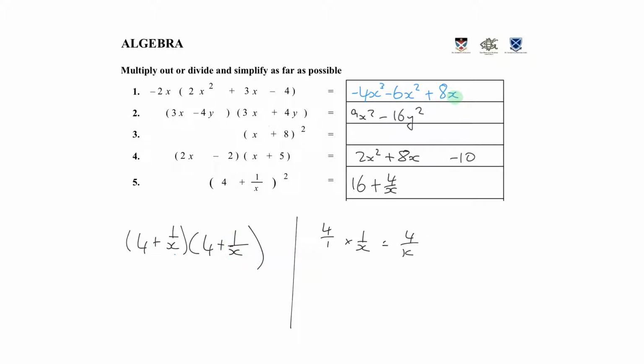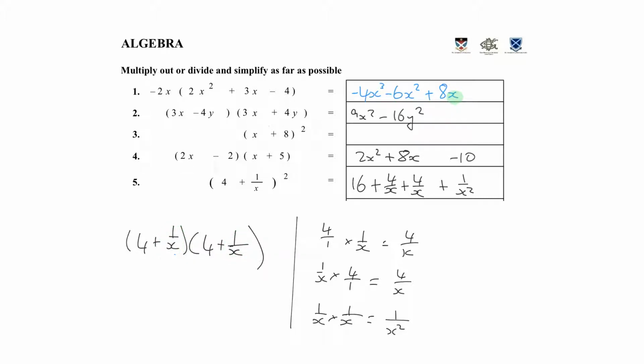Now it's going to be very similar when we multiply 1 over x by 4. We've got 1 over x times 4, and let's write 4 as 4 over 1. So we've got 1 times 4 is 4, x times 1 is x, so plus 4 over x. And finally, 1 over x times 1 over x, well, same strategy. Multiply numerators, multiply denominators, plus 1 over x squared.